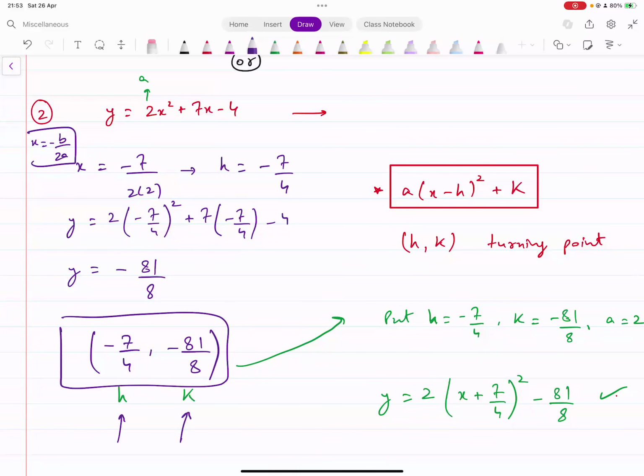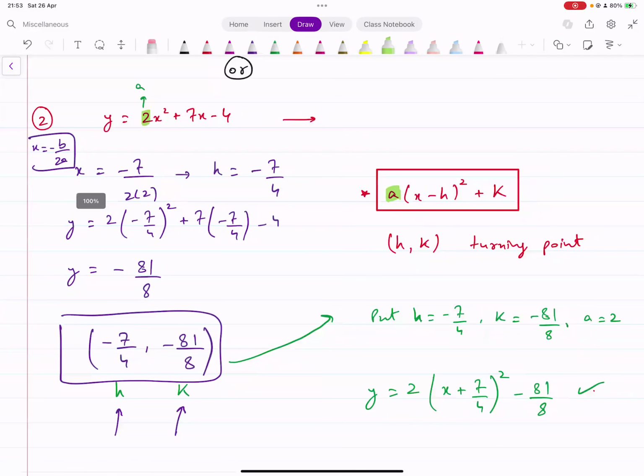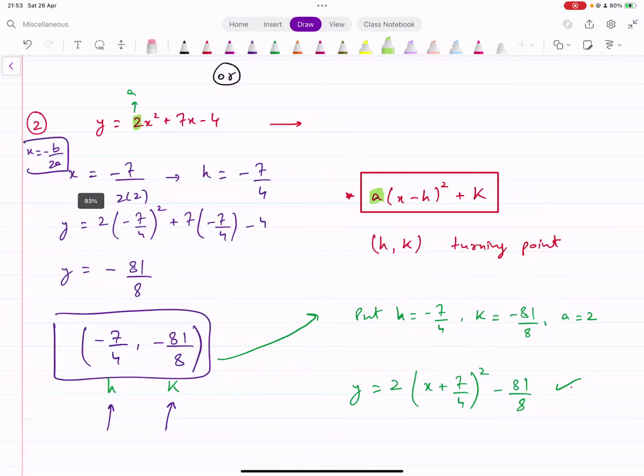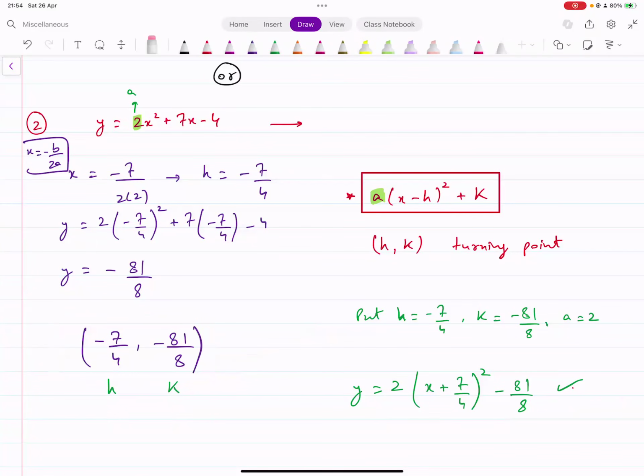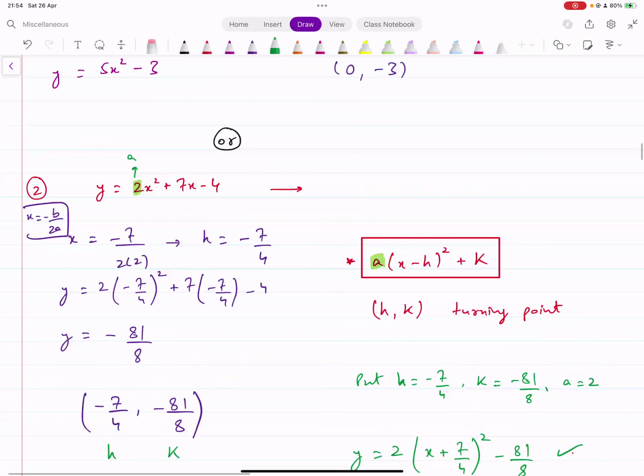A is going to be the same as this. So A was 2 here. That remains the same. A is 2. And then you just input the values of h and k there, and you get that completed square form, and that's it. All right, that's another alternative that you have for converting something to that form. Now you can use whatever you prefer. This is another possibility, however.